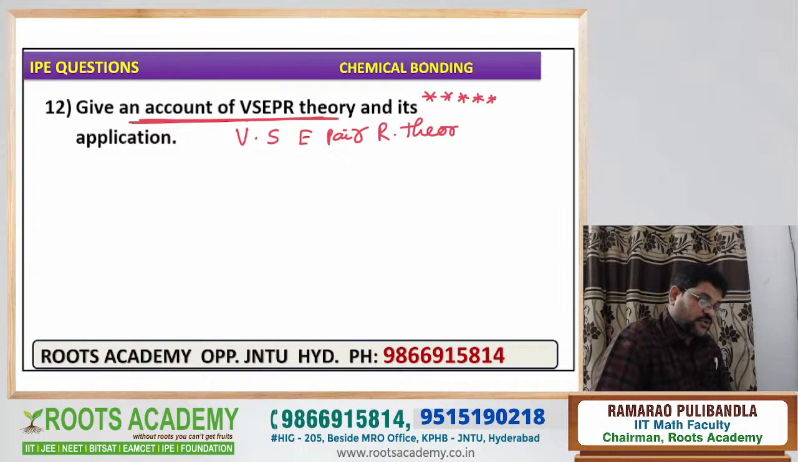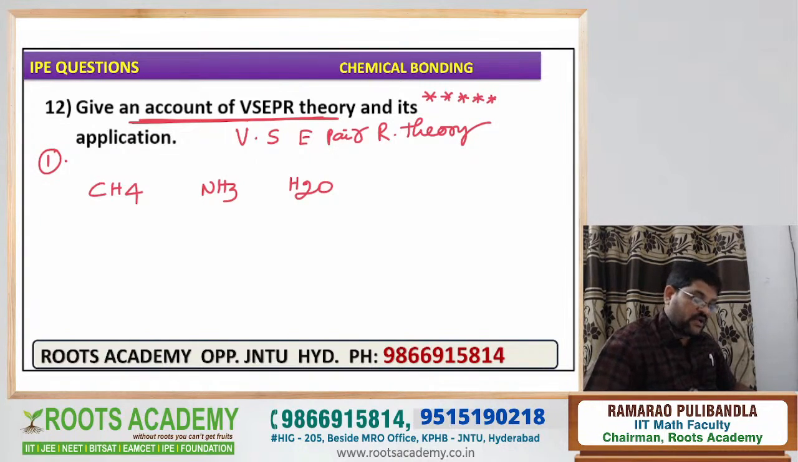What am I saying, students? Valence shell electron pair repulsion theory. Now, give the explanation. For example, take the explanation of methane gas, and the explanation of ammonia. First point on applications: methane, ammonia, H2O.